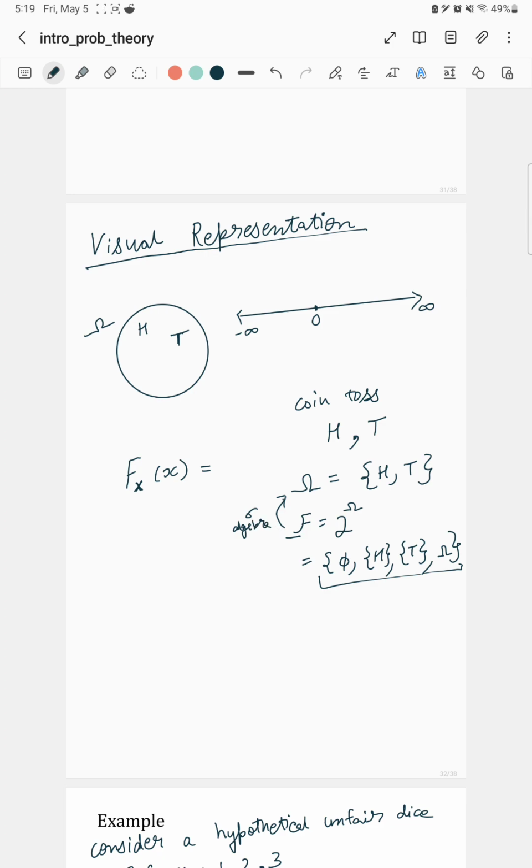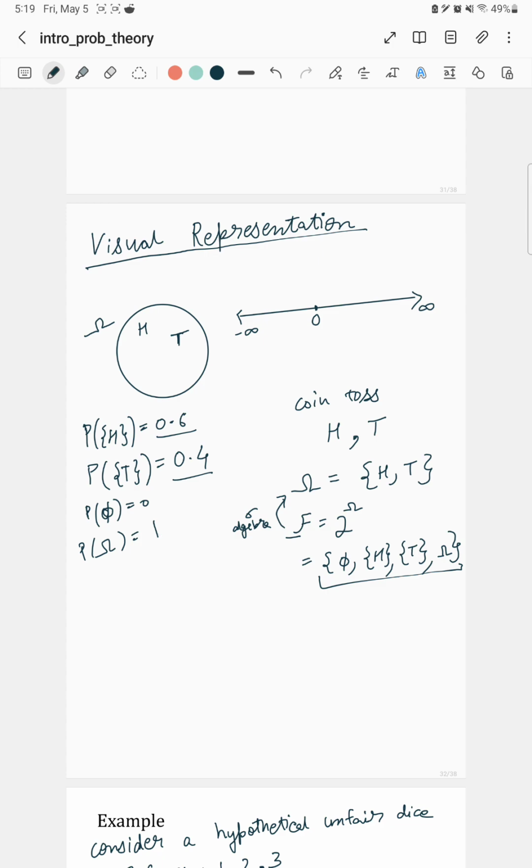Now let's assume that this is an unfair coin, and let's define the probability measure in this way. Let's say the probability measure of H is 0.6. This means that there is a 60% chance of heads being the outcome of a coin toss. And let's say the probability of getting tails is 0.4, and obviously the probability of phi would be 0 and the probability of omega would be 1.